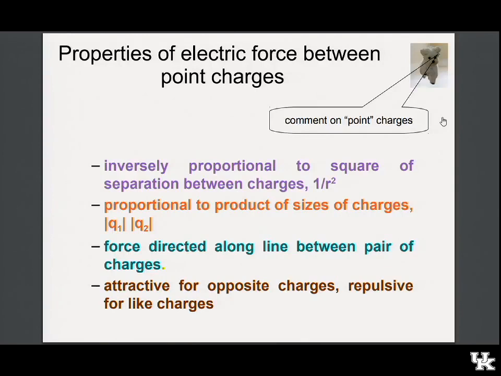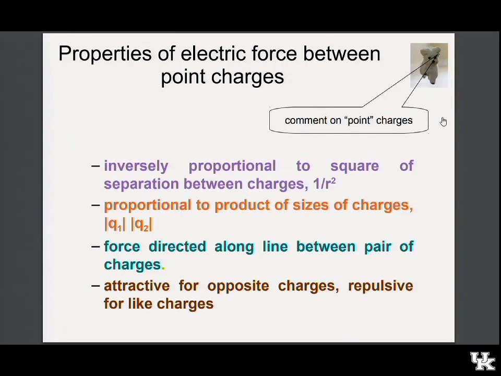So the first thing is that the electrical force between a pair of charges decreases with the separation of the charges. So it gets weaker with the separation of the charges in a very special way. It gets weaker as the square of the distance between the charges, so that if you double the distance, then the force will be 4 times smaller. If you triple the distance, the force would be 3 squared, that's 9 times smaller. So it has a very characteristic dependence on the separation between the charges. That's the first point.